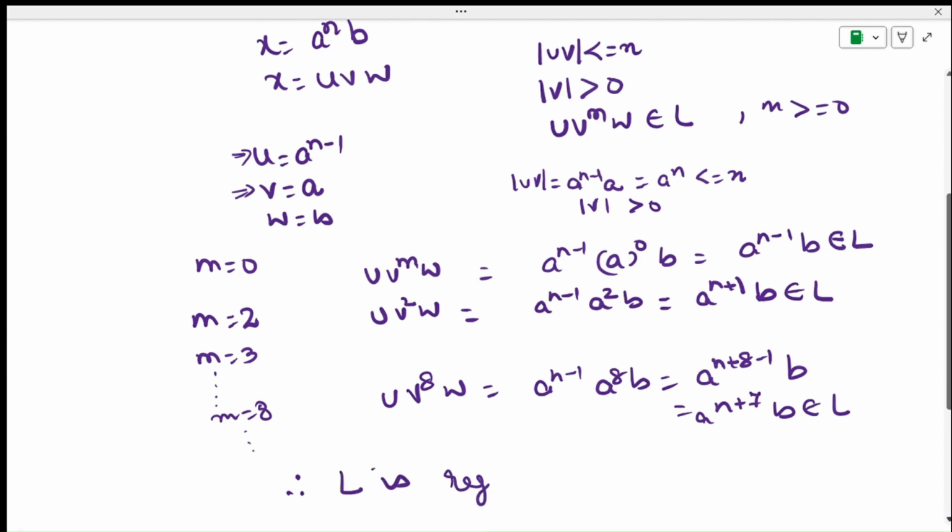Remember that using pumping lemma, we are proving the non-regularity of the language. Whenever I get any language which we are not able to prove as non-regular, it means it was regular and we cannot prove it for non-regularity. So L is regular in this case. Hopefully this is clear to all of you.